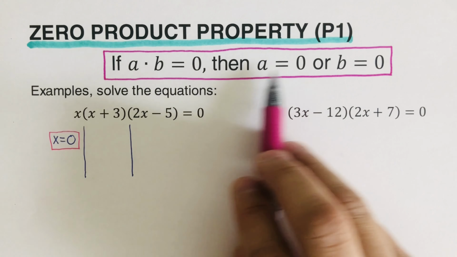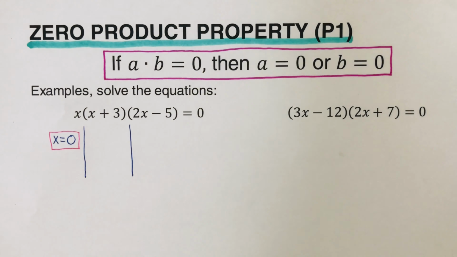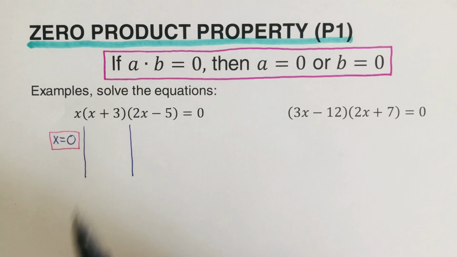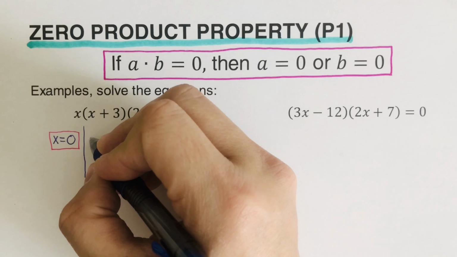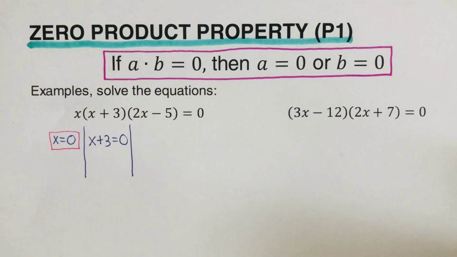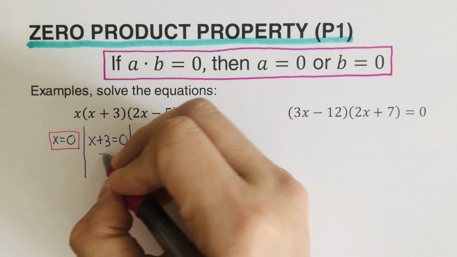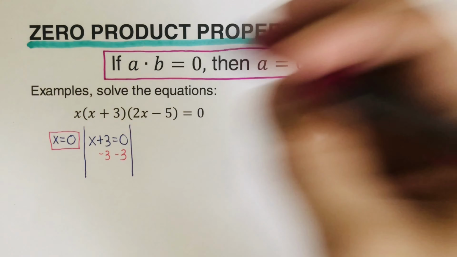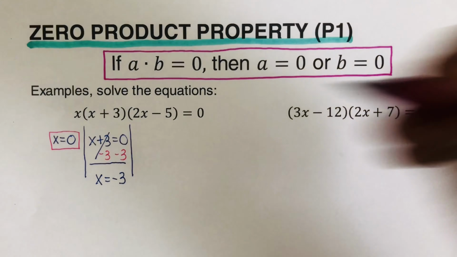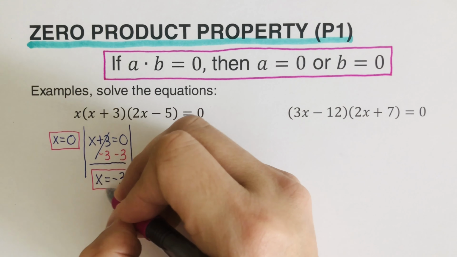A is equal to 0 and B is equal to 0. But the catch for this one is it's an expression, x plus 3. So the whole thing becomes x plus 3 is equal to 0. From here, I subtract 3 from both sides, so I can cross the 3 out. So the second x is negative 3. This is the other value for x.